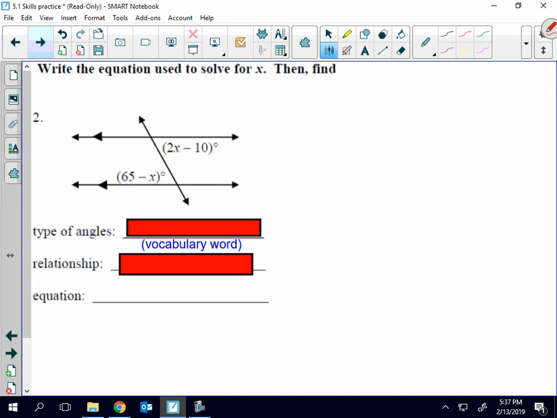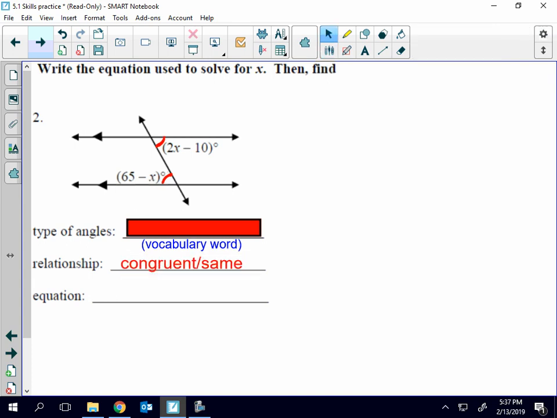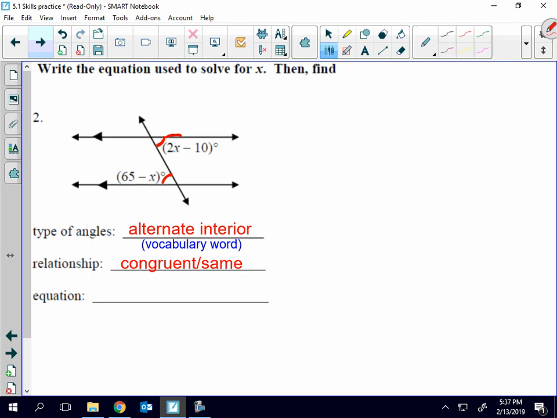What type of angles do we have here? Let's see, this one looks acute and acute. They're both acute, so we know they are the same. They're congruent. And our vocabulary word there is alternate interior. So when I set up my equation, I'm going to set this one equal to this one. So 2x minus 10 equals 65 minus x. I just set them both equal to each other.